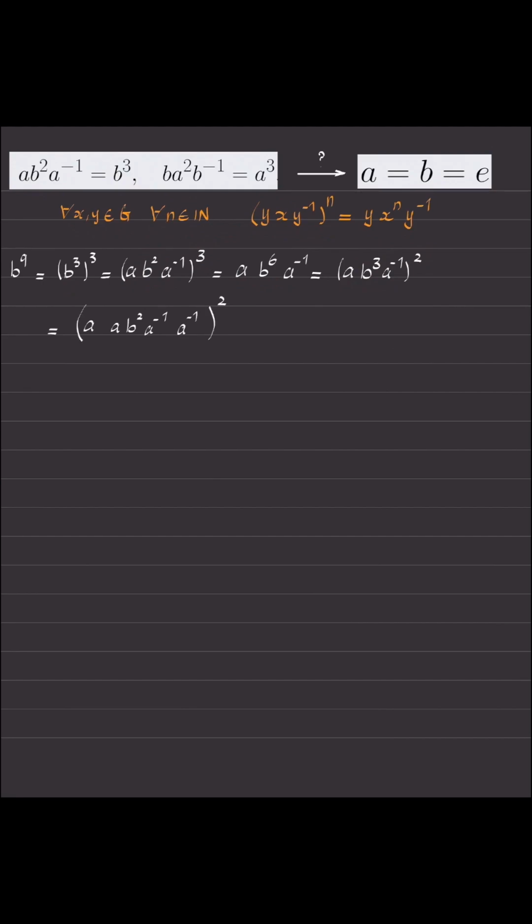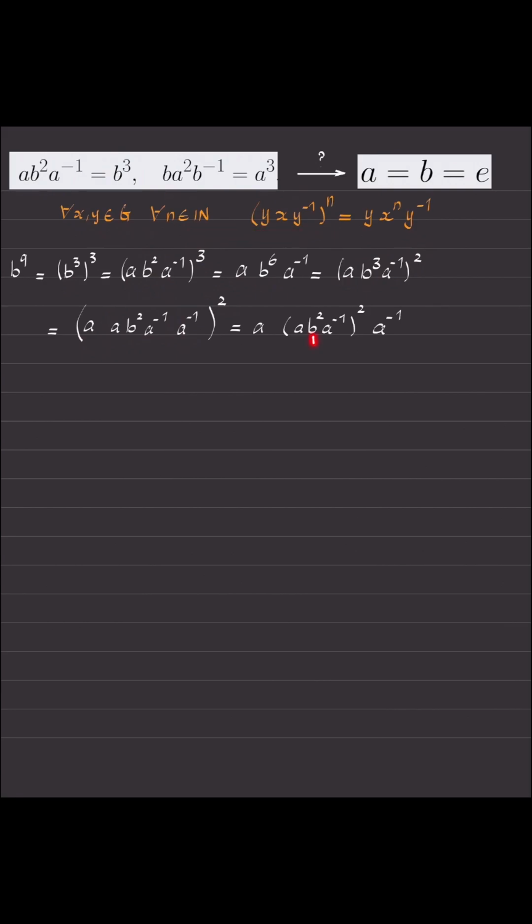What happens now? I want to see that this term, whatever it is, is still sandwiched between an element and its inverse, and I'm raising it to power 2. So this one and this one will not be affected, but the term sandwiched between them will be raised to power 2. So I can write it as a b squared a inverse to the power of 2, and then I have a inverse.